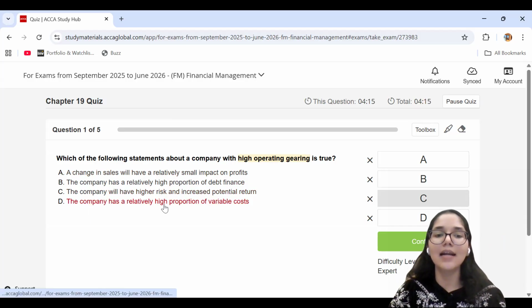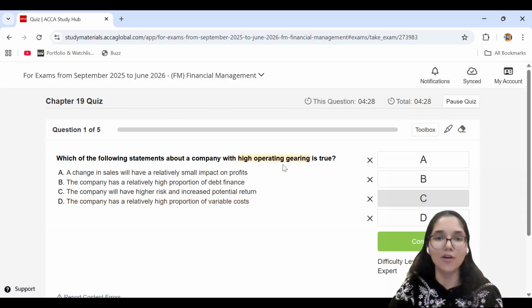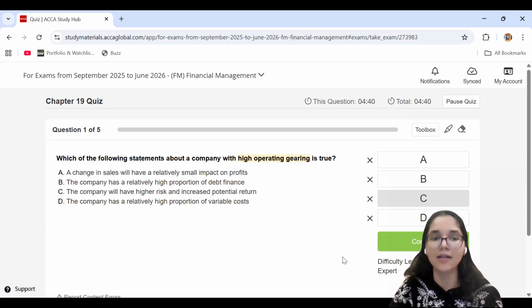D says it has a relatively high proportion of variable costs. Had this statement said proportion of fixed cost, then it would have been correct, because if the operating gearing is high, that means the fixed costs are high and variable costs are low. So with a low proportion of variable costs, or a high proportion of fixed costs, the statement would have been marked as correct. So statement C is going to be our final answer over here.